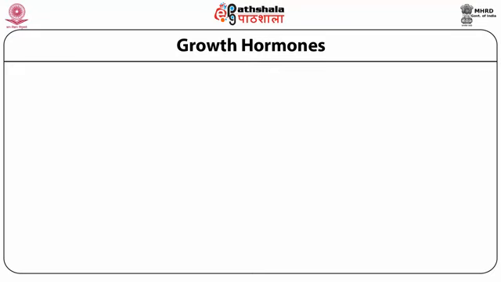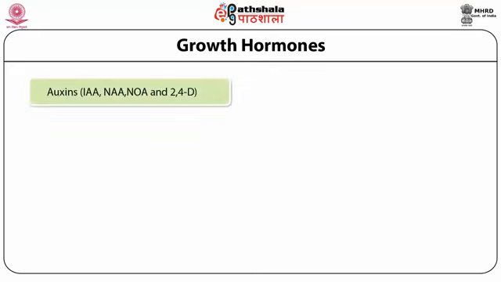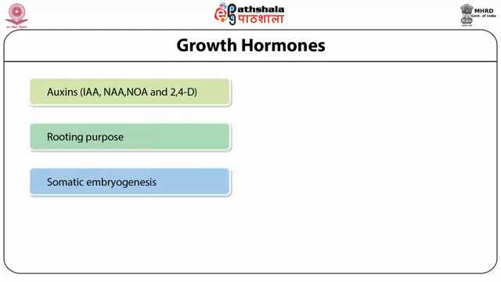The most commonly used auxins are indole 3-acetic acid, that's IAA, naphthalene acetic acid, that is NAA, naphthoxy acetic acid, NOA, and 2,4-D, that is dichlorophenoxy acetic acid. The response of these auxins varies. For example, we use IAA, NAA, and IBA largely for rooting purposes, but in many species, IBA is used for inducing callus. 2,4-D is the most potent agent for inducing callusing, and thus is used largely for somatic embryogenic purposes.